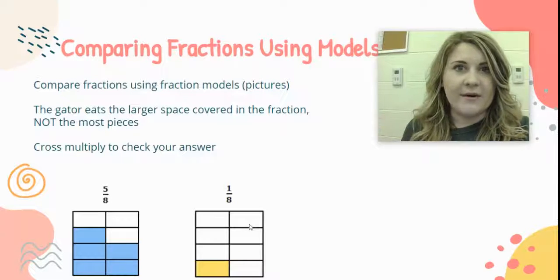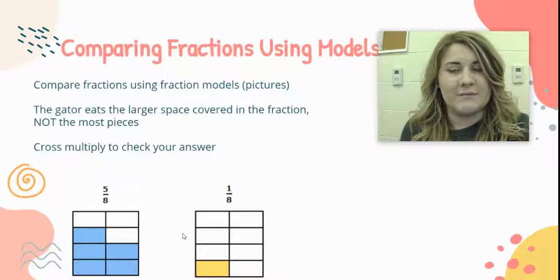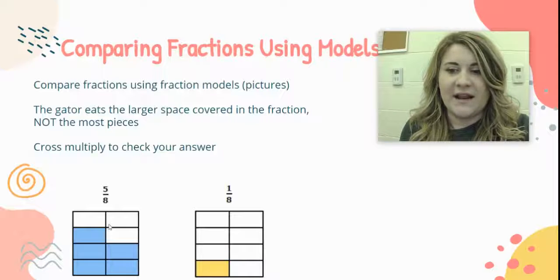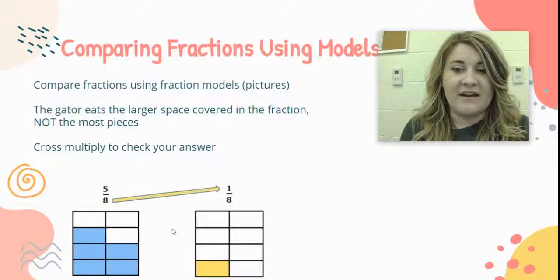So I know that I'm looking at the same amount of parts in each fraction. So I'm just going to look for the one that has the most colored in. Okay, here this one has 1, 2, 3, 4, 5 colored in, and this one has 1 colored in. So obviously the gator is going to eat the greater number. The greater fraction here would be 5/8.